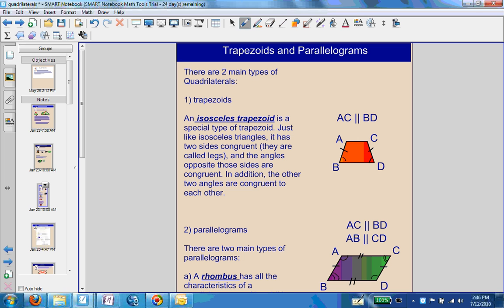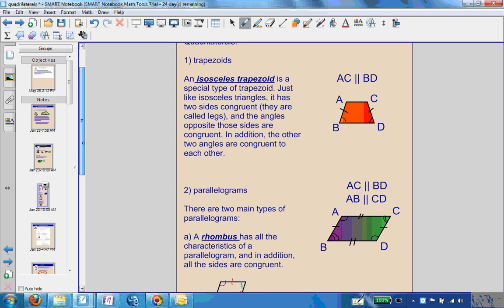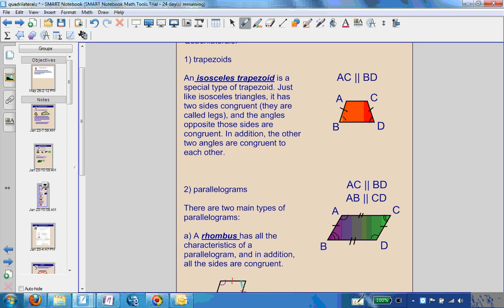There are two main types of quadrilaterals, as I mentioned, and we're going to talk about some subtypes. So when we talk about trapezoids, they can come in all shapes and sizes, but there's a special one that you're probably thinking about when you think trapezoid, the way we see them a lot of times. It's referred to as an isosceles trapezoid. An isosceles trapezoid has congruent legs and congruent angles. So let's talk about what that means.